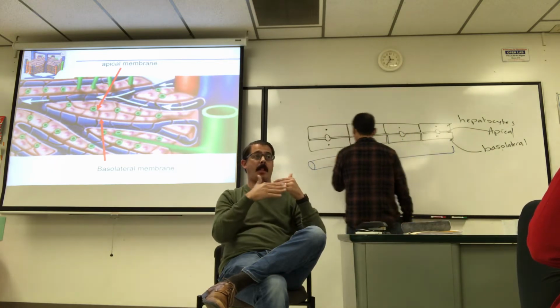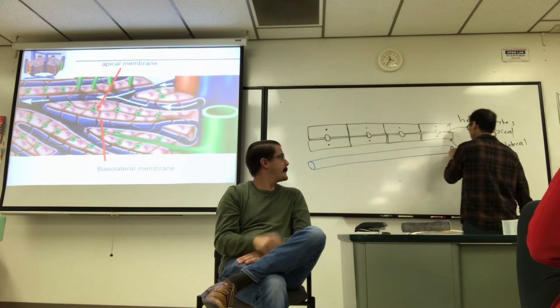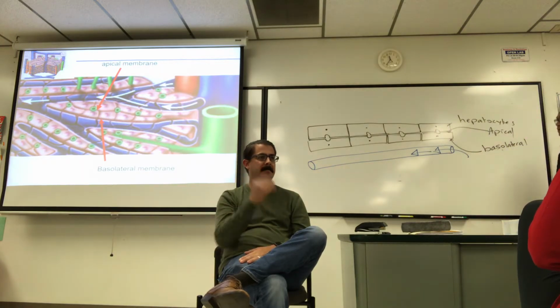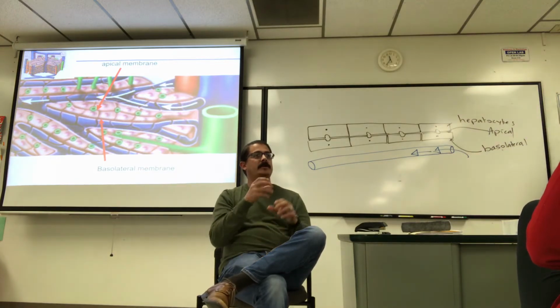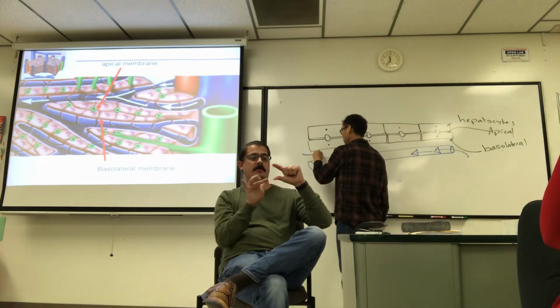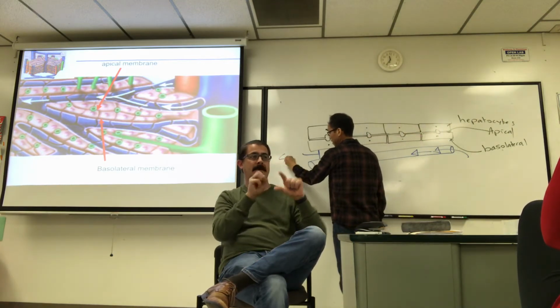Maybe blood's coming in, maybe going this way. So as blood flows by, it's the hepatocytes that have a chance to extract oxygen and nutrients. They even named this gap between the cells and the blood. So this gap is named the space of Disse.